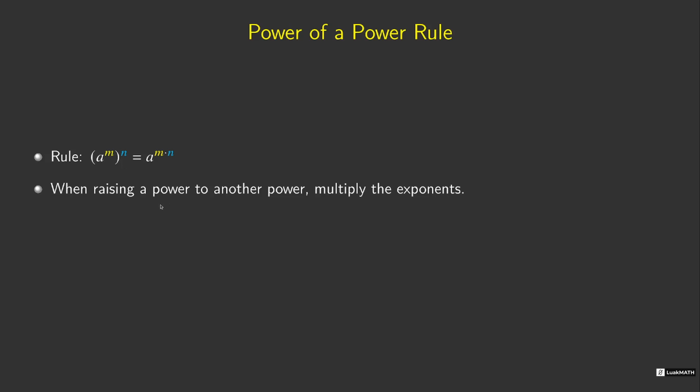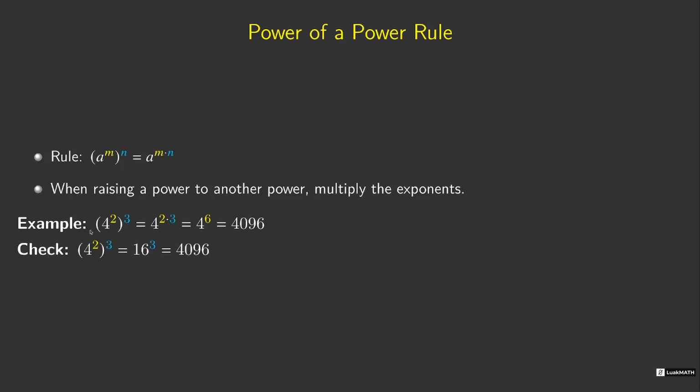Let's check this with an example. 4 squared raised to 3. What does the rule say? The rule says we multiply the exponents. So in this case here we have 4 raised to 2 times 3. And 2 times 3 will give you 6. So now 4 raised to 6 will give you 4,096.